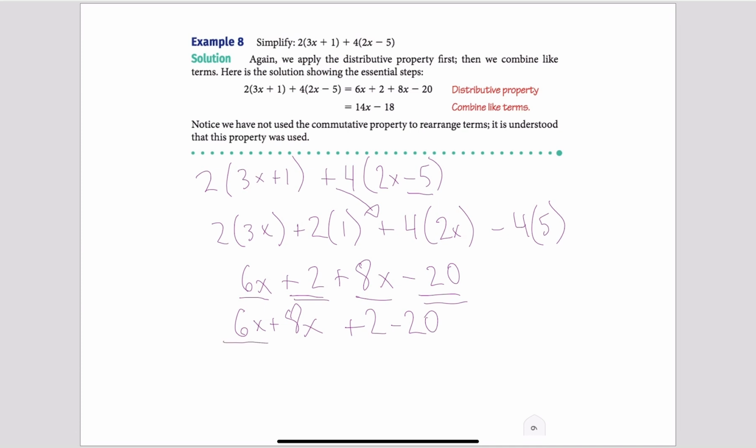And so here, 6x plus 8x is 14x. And then plus 2 minus 20. If I have $2 and I try to spend 20, then I'm short $18. So this is the simplified version of what we started with. And we were able to obtain it by distributing through the parentheses to all the terms inside and then combining like terms.